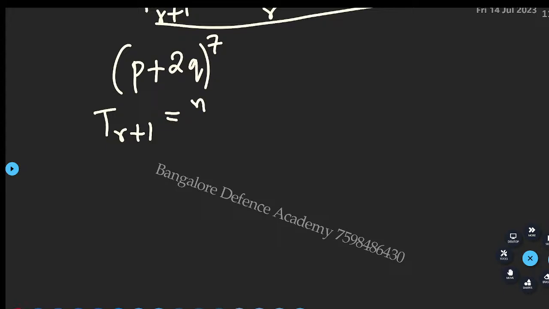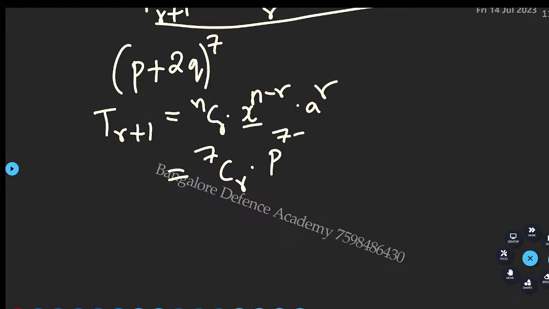T r plus 1, what is the formula? nCr x to the power of n minus r into a to the power of r. This is the general term, right? Now what is n here? 7Cr. I don't know what r is; in the next question I'll tell you what r is. What is the x value here? p. So write down p to the power of 7 minus r. What is a here? 2q to the power of 7. Is it correct?